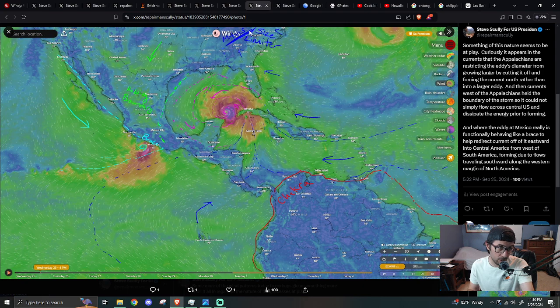If the Appalachians were not there, this current could have maybe gone around this way and formed a larger eddy, but it basically prevented that. Anything that went north went along the mountains, it seemed, as an actual limiter in the size of the eddy that was forming, because it was a pretty big storm.